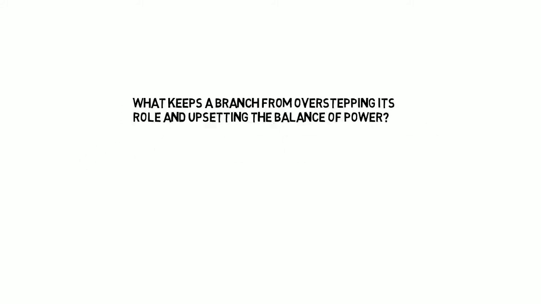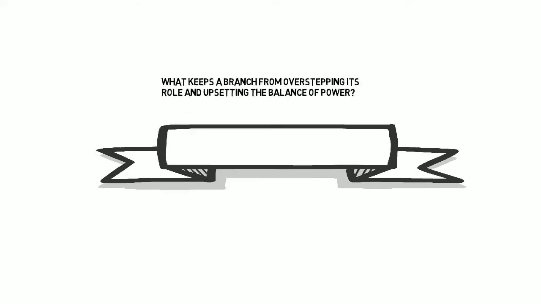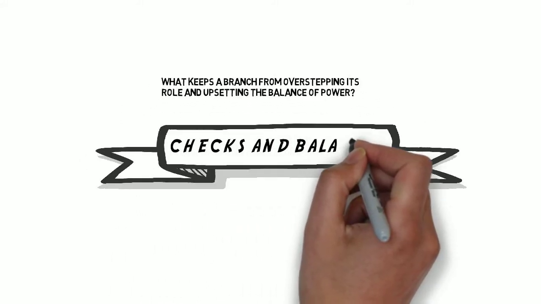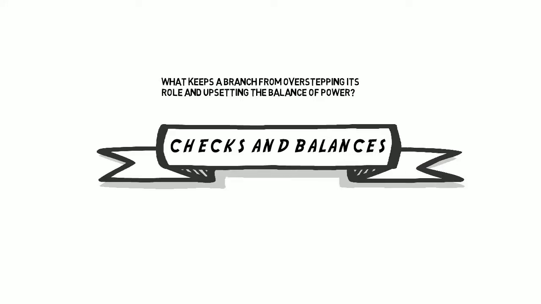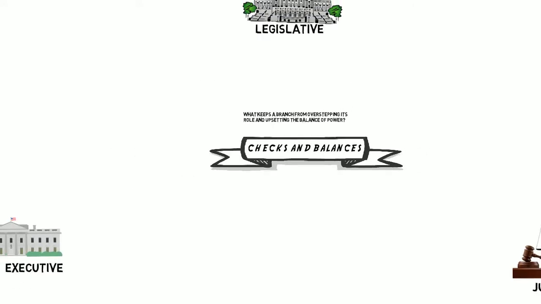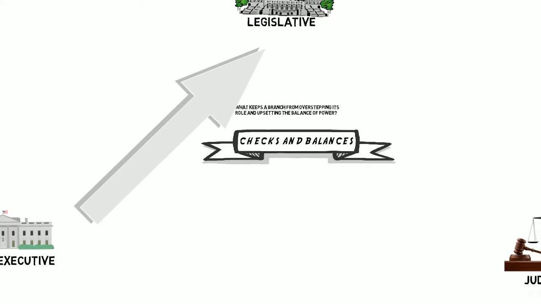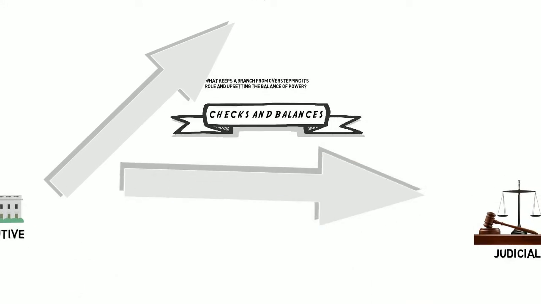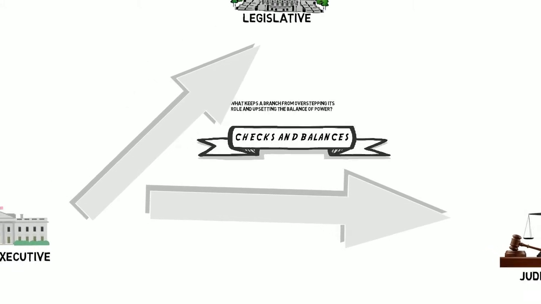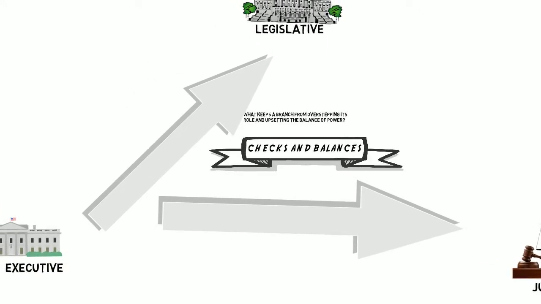So with each branch having specific powers granted to them by the Constitution, the Founding Fathers wanted to make sure that no one branch tried to assume more power than it was assigned. That's where checks and balances come in. We'll start with the executive branch first. The executive branch has checks on both the legislative branch as well as checks on the judicial branch.